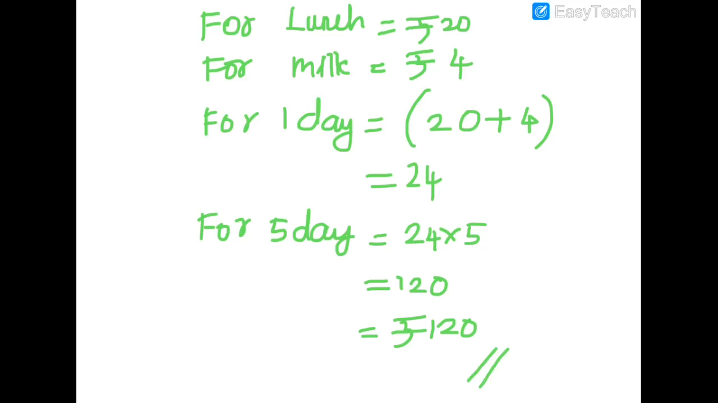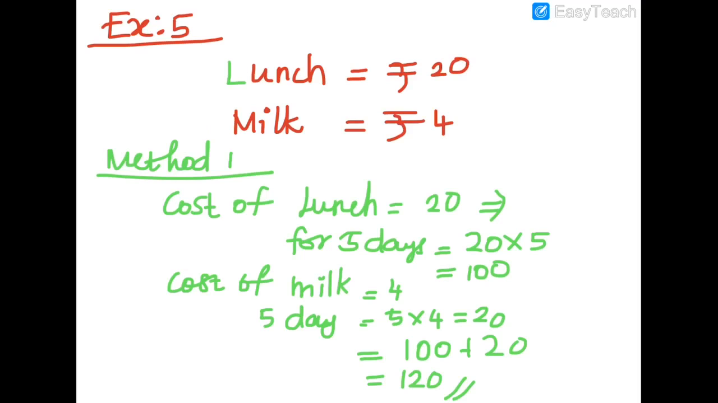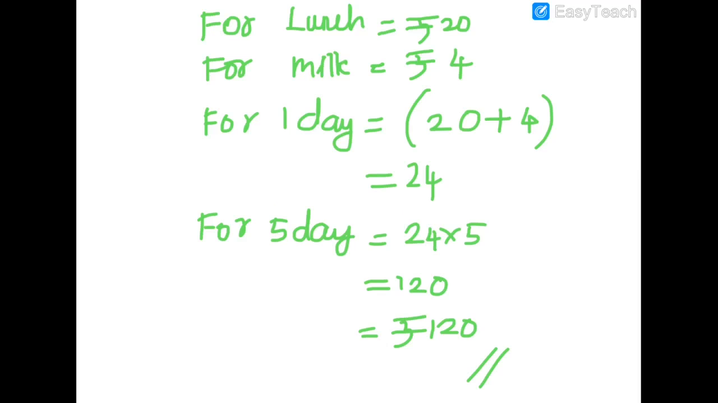So if you look at this method and this method, here I found the cost of lunch and milk for 5 days individually, I have to find each answer, and finally I added. But in this case, I just found for lunch how much, for milk how much, and for one day I calculated the total amount, 24 rupees. That means for 5 days how much? It will become 120 rupees.